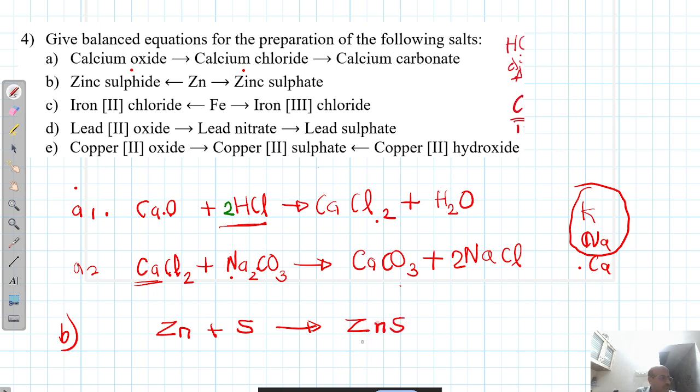Zinc sulfide, sorry, it is ZnS. Okay, it is known as zinc sulfide, ZnS. So this is the zinc sulfide, ZnS. So it's a direct combination. That's it. One thing you got it.